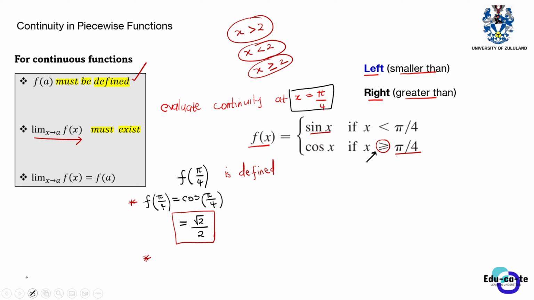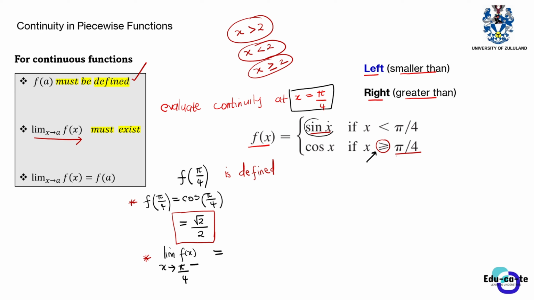That's why I said watch that video on limits on piecewise function. So let us approach the x value here we are approaching, which is pi over 4. If we do the limit as x approaches pi over 4 from the left, we're going to put a minus on top. Which equation are we going to use since this is a piecewise function?